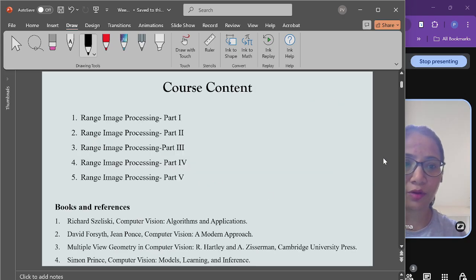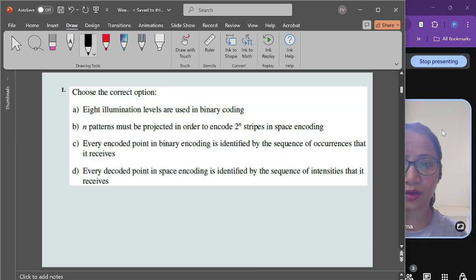So here I am not going into the theoretical concepts. I will solve some numericals directly. I hope all of you have gone through the video lectures as well. The course content for this week is range image processing, and you must have studied different range image processing techniques and their applications. So we will move to the questions.